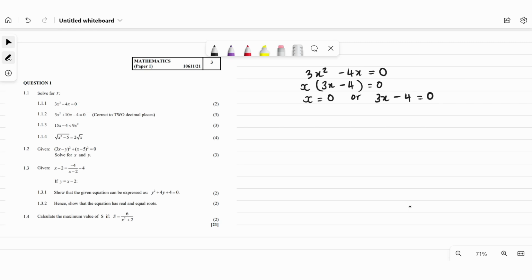Then here it's going to remain like that. Then we're going to solve this one. We're going to take the 4 to the other side. So x is going to be equal to what? To 4 over 3. If you do not understand how to take out common factors, I have a video.